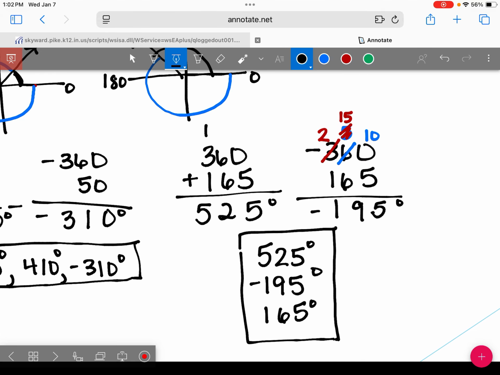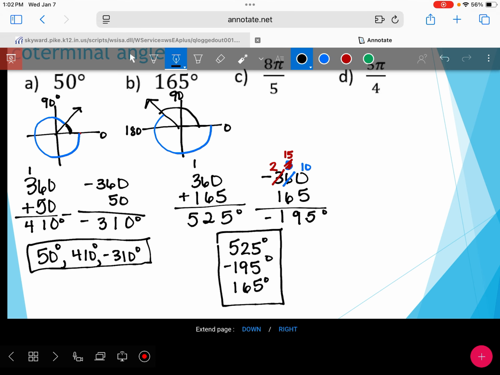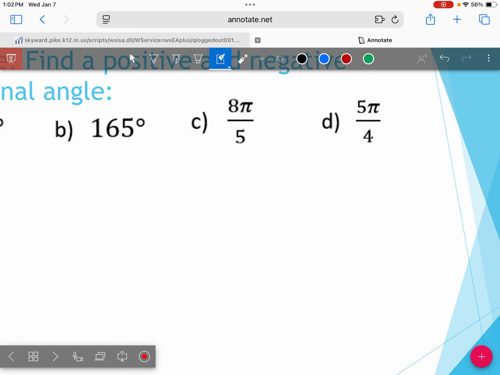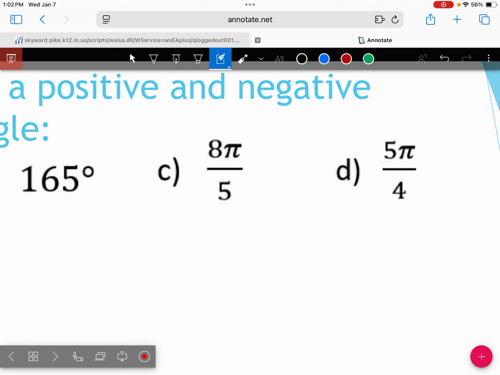All right, any questions? Does anybody need more time to copy down A or B before I erase it because I need some more space? Nope. All right, now let's talk about radians. Now, radians, we have to add and subtract 2 pi because 2 pi is equivalent to 360. So I need to add 2 pi.